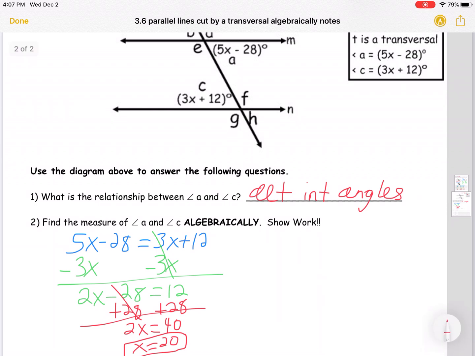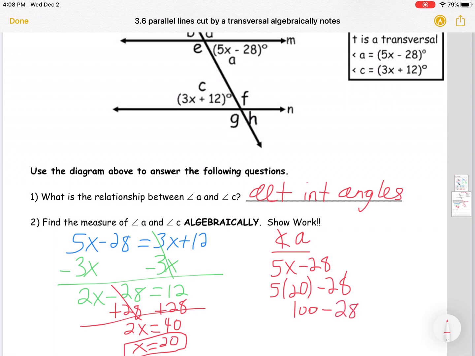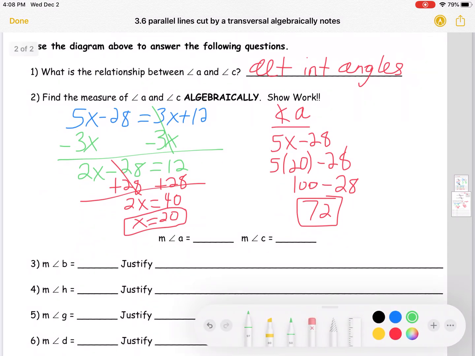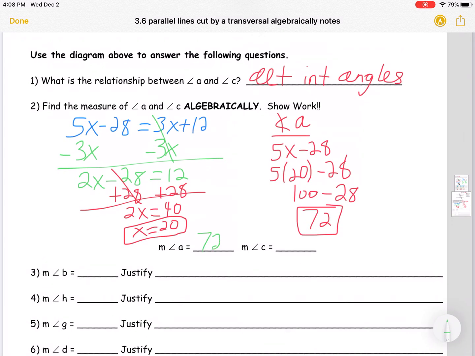So angle A is represented by 5x minus 28. So I'm going to take my x as 20 and plug it in for x. Okay, 5 times 20 gives me 100. And 100 minus 28 gives us 72. So that means that angle A, the measurement is 72 degrees. And angle C should be 72 as well, but let's just check our work.